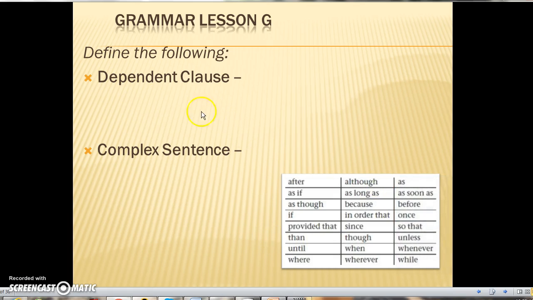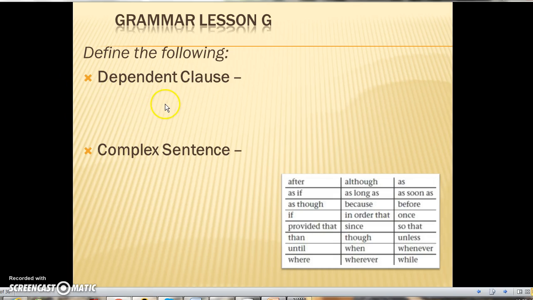So first off, we need to talk about dependent clauses. A dependent clause has a subject and verb, but it cannot stand alone. Remember last lesson, Grammar Lesson F, we talked about independent clauses and compound sentences, right? Independent clauses can stand alone. A dependent clause cannot stand alone. It's called dependent because it depends on an independent clause to give it meaning.